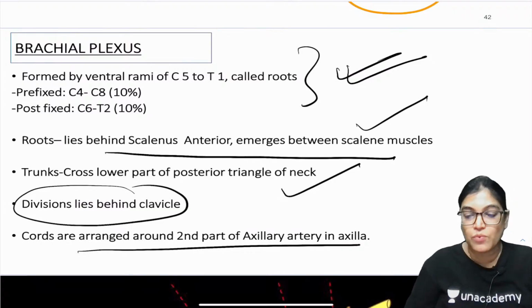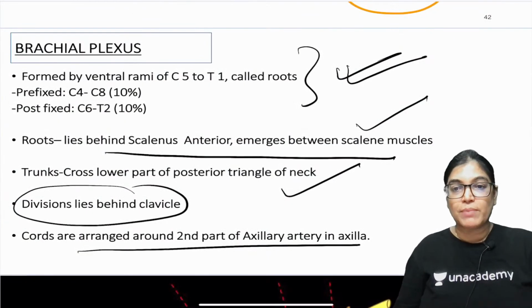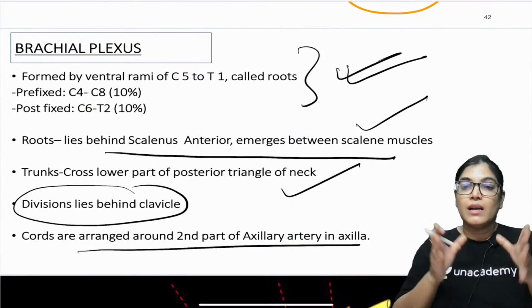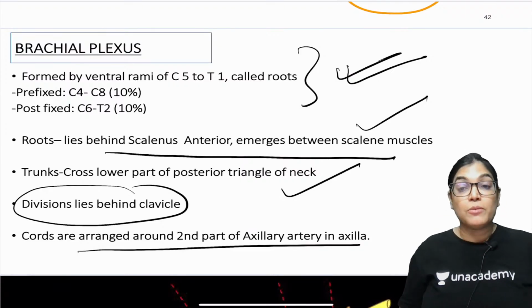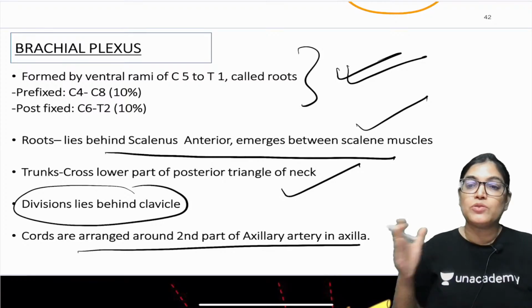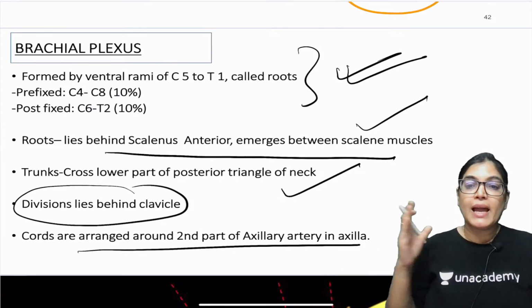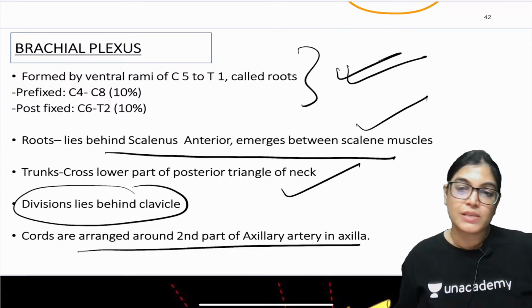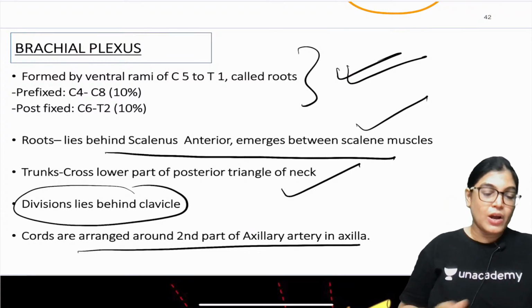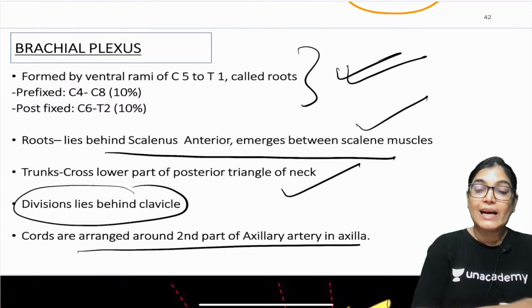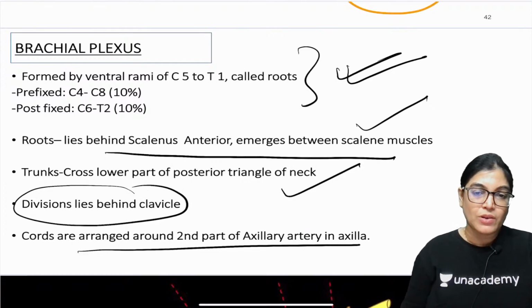What do you mean by the words second part of axillary artery? Any idea? That means the medial cord will lie medial to the second part of axillary artery, the posterior cord will lie posterior to it, and the lateral cord will lie lateral to it. Means according to the name of the cord, they are arranged around the second part of axillary artery.